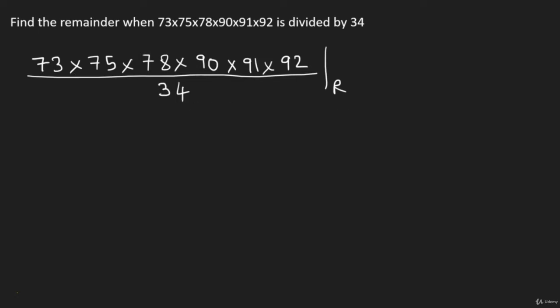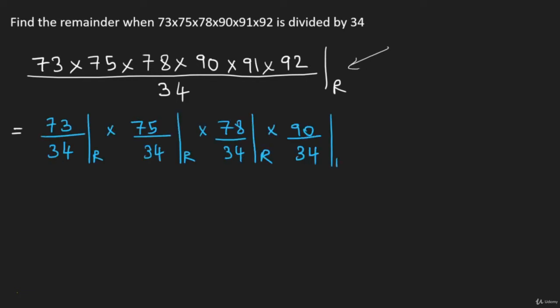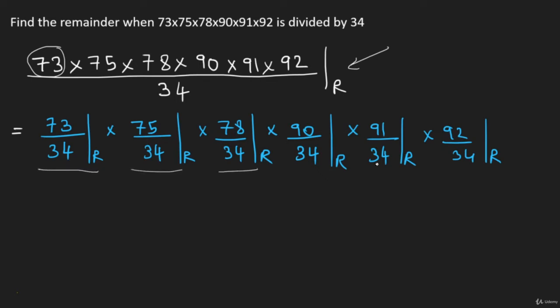Alright, as per the basic remainder theorem, I can rewrite this expression like this. Right? So I have taken each of these and divided them by 34, and I've written it separately. So I have over here 3, 4, 5, 6 terms, right? Now let's do each one. 73, if you divide it by 34, you will get a remainder of 5, right? Because 34 into 2 is 68, and you will see that 68 plus 5 is 73.